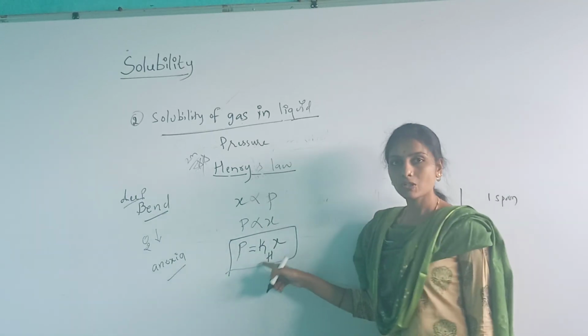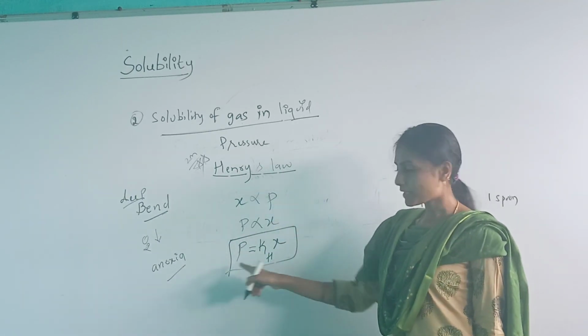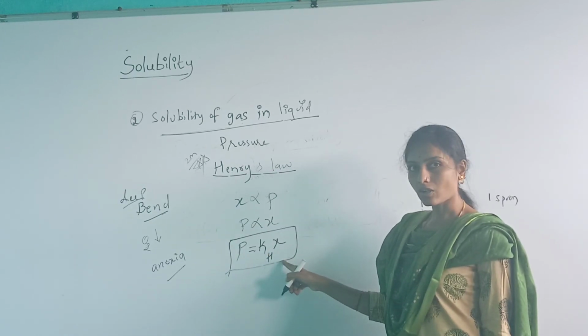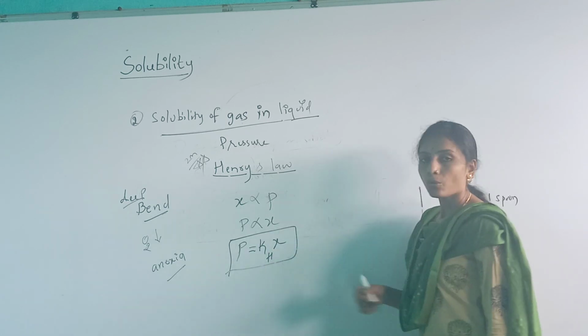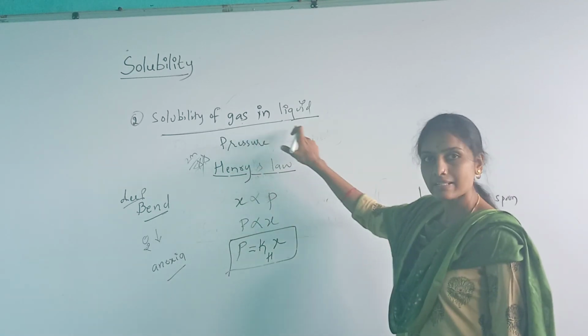P is equal to Kh into X is Henry's equation. P refers to partial pressure of the gas, Kh refers to Henry's constant, and X refers to the mole fraction. Now, this was about solubility of a gas in liquid.